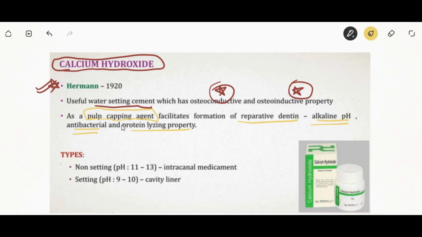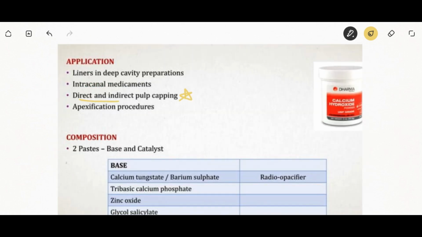It is used for direct and indirect pulp capping, as a low-strength base beneath the restoration for pulp protection. It is also used in apexification procedures in young permanent teeth where root formation is incomplete. It is available as two pastes, a base and a catalyst paste, or as a single paste in syringe form. These are its applications: deep cavities, intracanal medicaments, direct and indirect pulp capping, as well as apexification procedures.